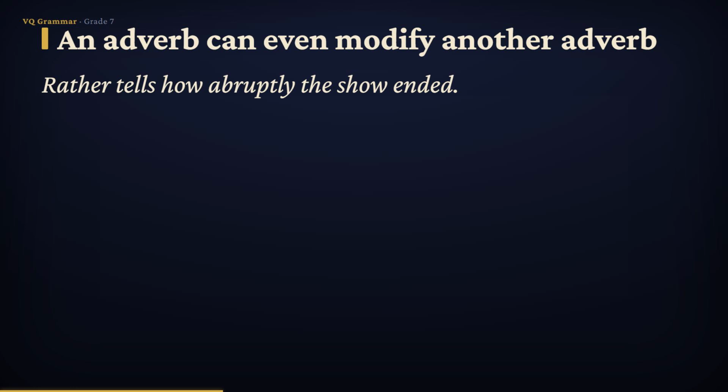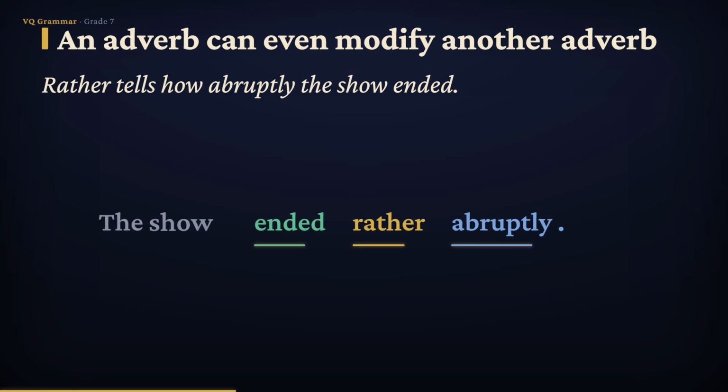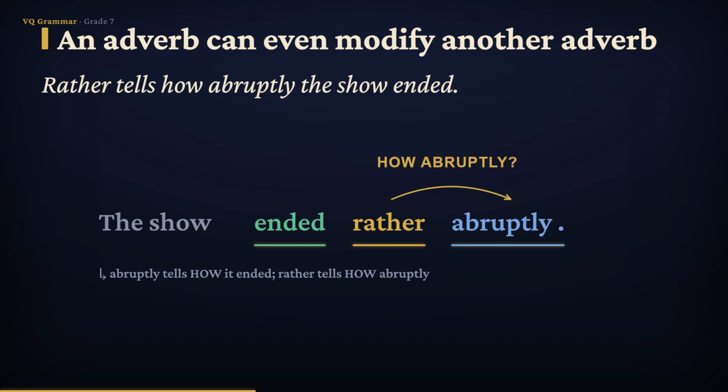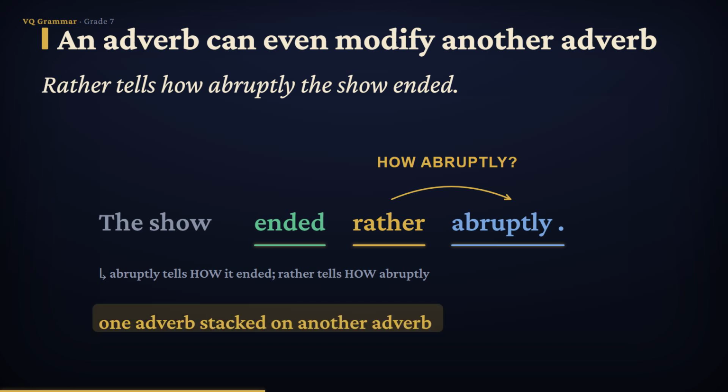And here's the third target, the one that really shows an adverb's range. An adverb can modify another adverb. Take this. The show ended rather abruptly. The word abruptly is already an adverb, telling how the show ended. Now rather steps in and describes abruptly. How abruptly did it end? Rather abruptly. So rather is an adverb modifying another adverb. One adverb stacked on another, each adding a little more.